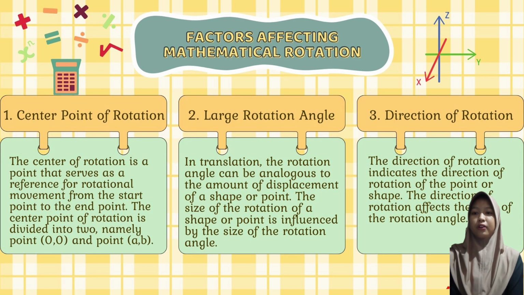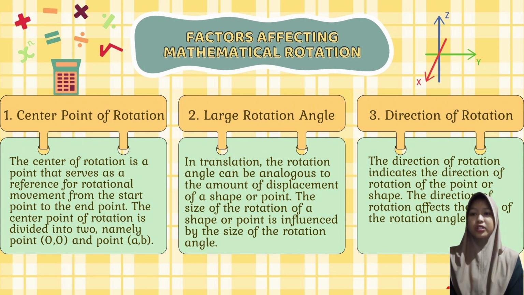Next, factors affecting mathematical rotation. There are three factors. The first is the center point of rotation. The center of rotation is a point that serves as a reference for rotational movement from the start point to the end point. The center point of rotation is divided into two, namely point O, and point A, B.